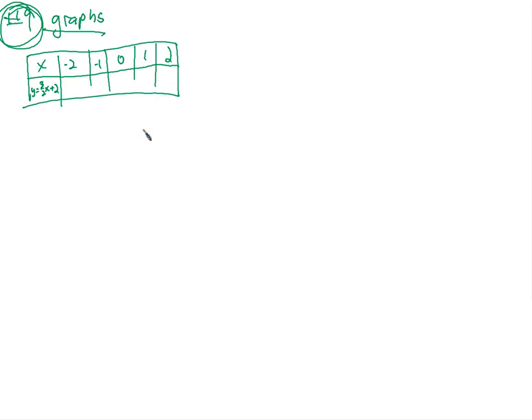So if I ask you to draw a graph, the graph is a picture of all the solutions to the equation. Okay? And if you go back to the previous comment, number 8, I talk about how the solutions to an equation and the points on a graph are the same thing.